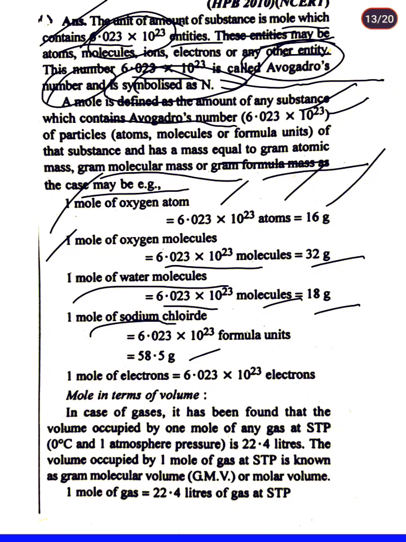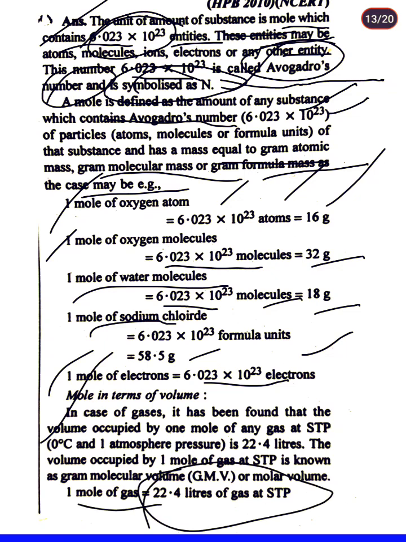Next, 1 mole of electrons is also equal to Avogadro number of electrons. Mole in terms of volume can be written as: 1 mole of gas is equal to 22.4 liters of gas at STP, that is, standard temperature and pressure conditions.